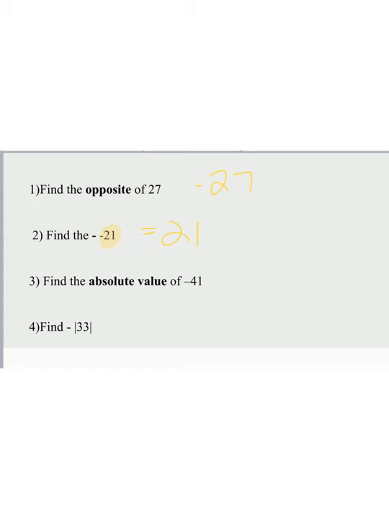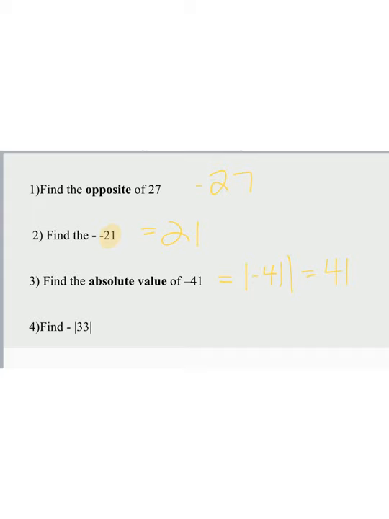Okay. For the next one, find the absolute value of negative 41. If you were to write that out, remember the bars for absolute value. And absolute value is the number's distance from 0. So how far is negative 41 from 0? It is 41 spaces away from 0. So the absolute value is 41.